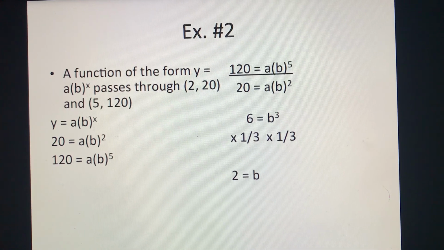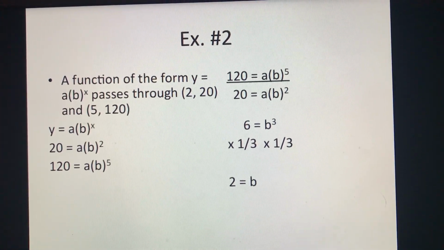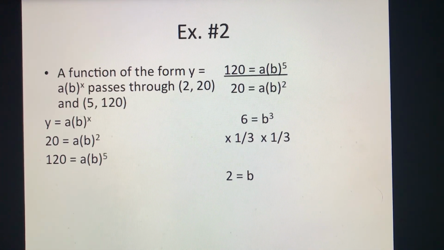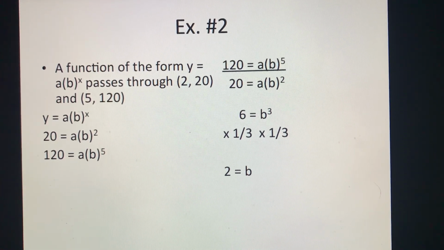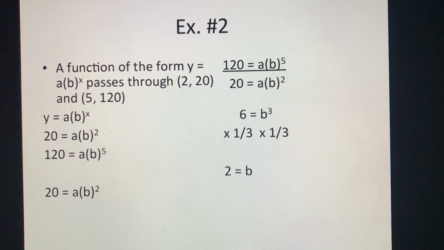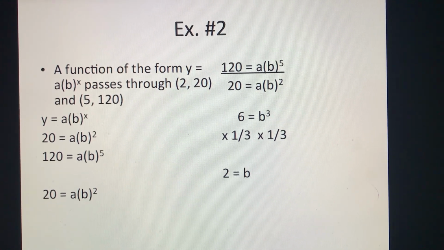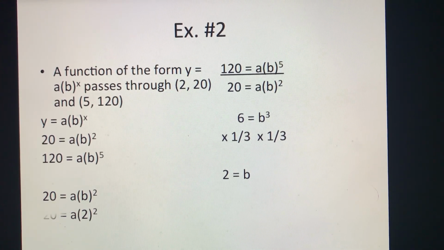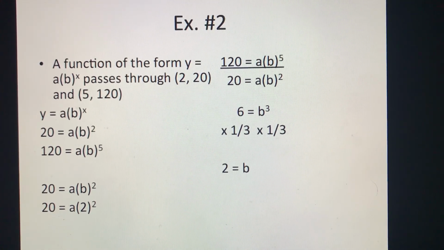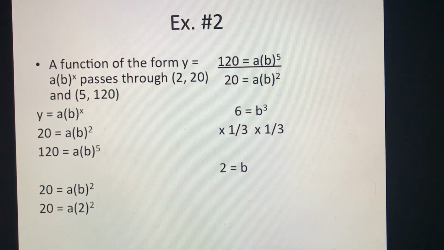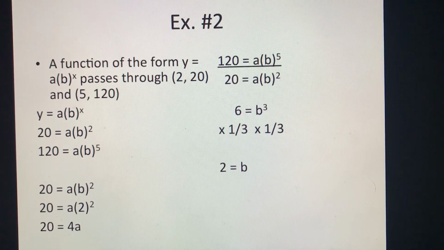So you now have your b value, but you still don't have your a value. So what you're going to want to do is plug that into one of the equations. It doesn't matter which one you use, but I prefer to use the smaller equation. So we're going to use 20, which equals a times b squared. You plug in your 2 to now have 20, which equals a times 2 squared. 2 squared is 4. So you now have 20 equals 4 times a.